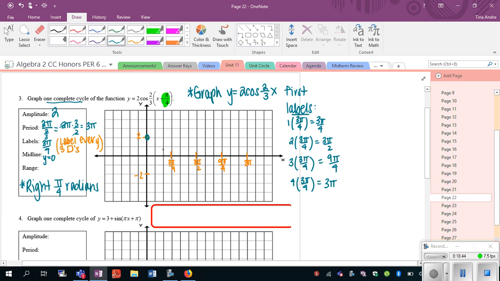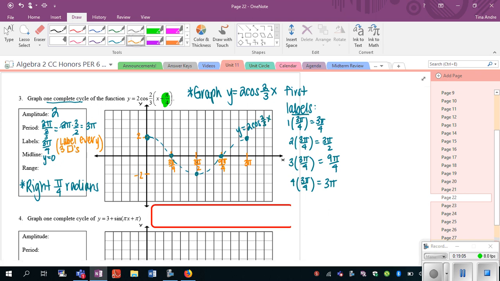And then I'm going to go down to -2, back to 0, up to 2. This is my helper, so I'm going to make it dotted. We'll label this as the helper. And now I can do my shift.